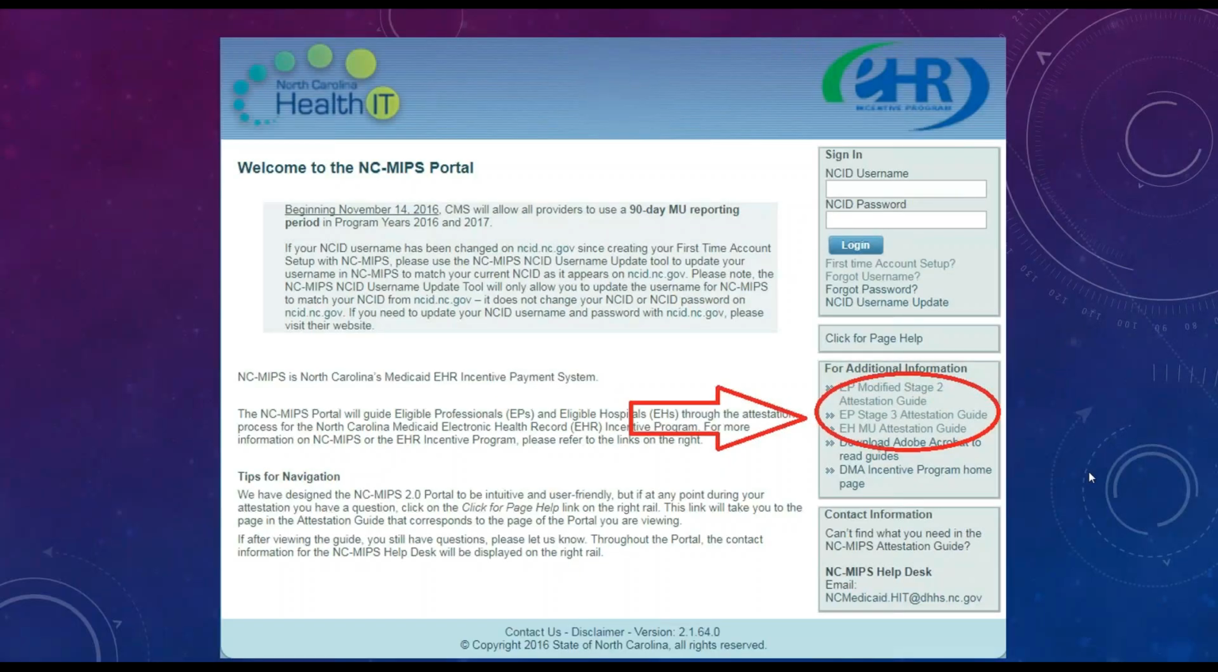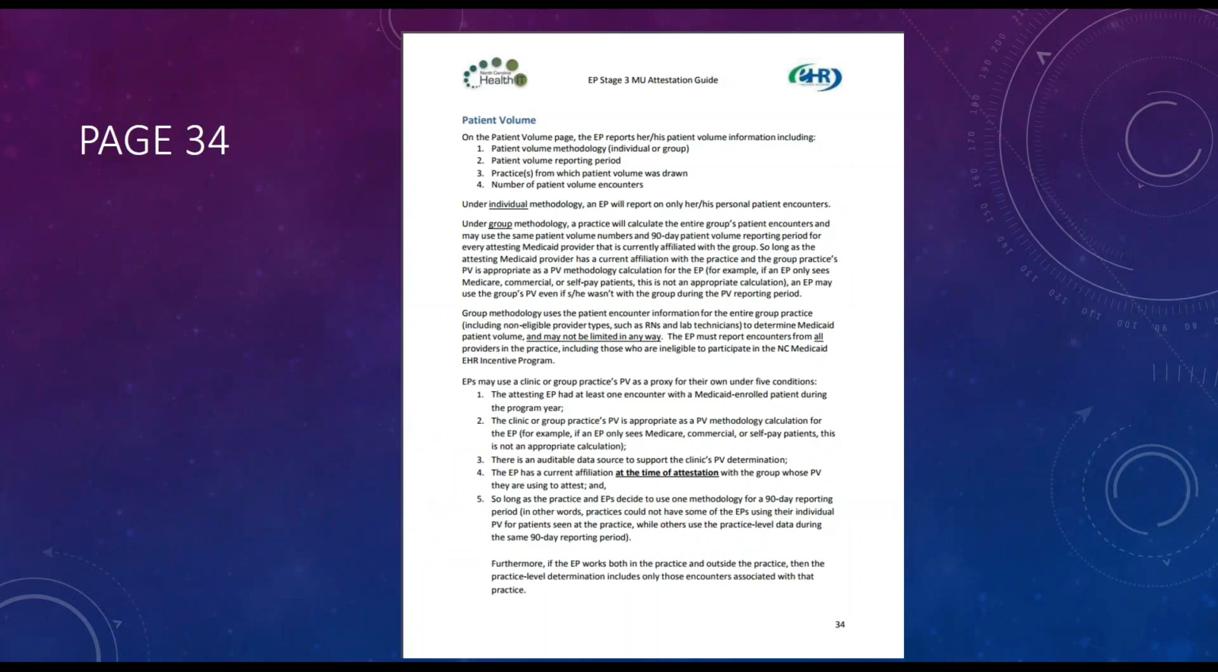When attesting in NC MIPS, use the EPMU attestation guides. It helps explain what we're looking for in each field. The PV section begins on page 34 in the guides. Again, the guides not only cover each field in detail, but they give PV tips to help you attest.